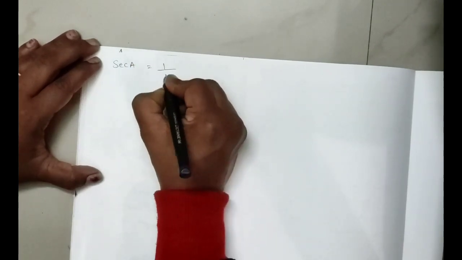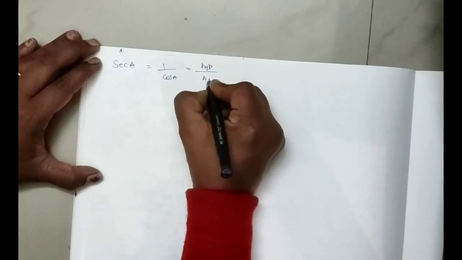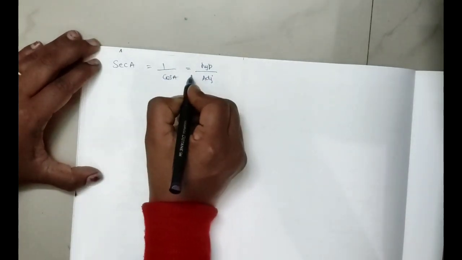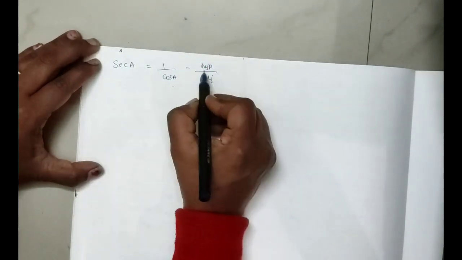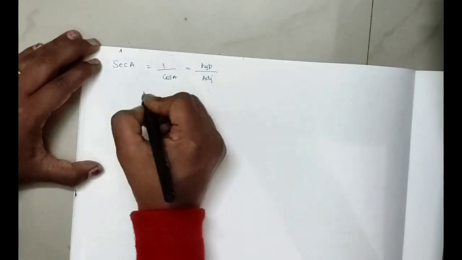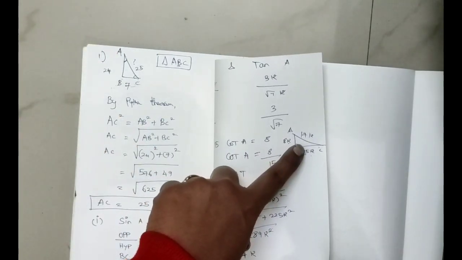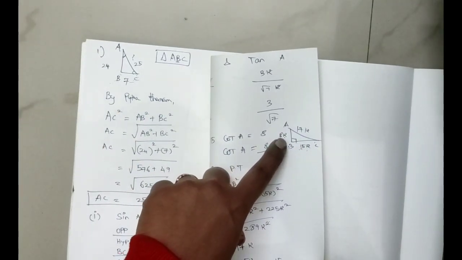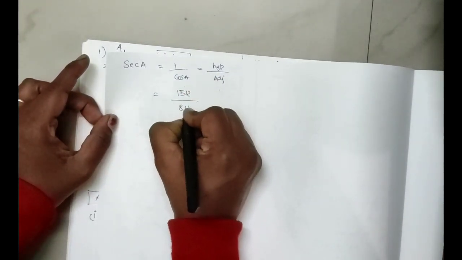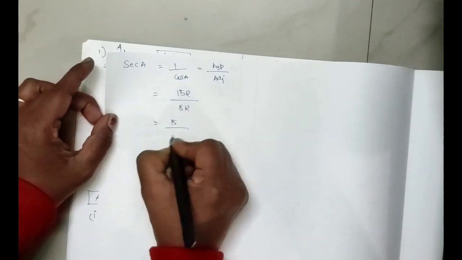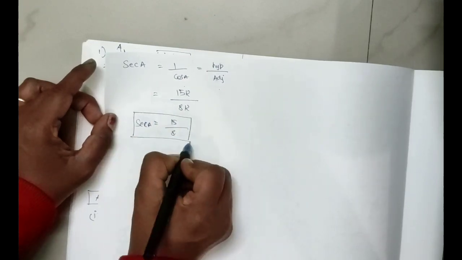We can say it as 1 by cos, or we can say it as hypotenuse divided by adjacent. Correct? 1 the whole divided by adjacent by hypotenuse, and when it comes to the numerator, it is hypotenuse divided by the adjacent. So what hypotenuse have we found? It is 15k, and what is the adjacent for A? It is going to be 8k. So 15k divided by 8k, k and k can cancel, and it is going to be 15 divided by 8, secant A. So we have derived the answer.